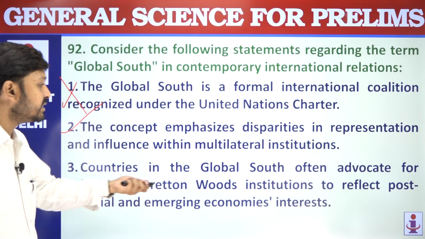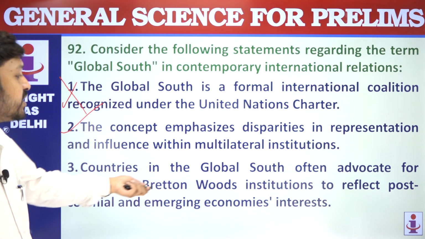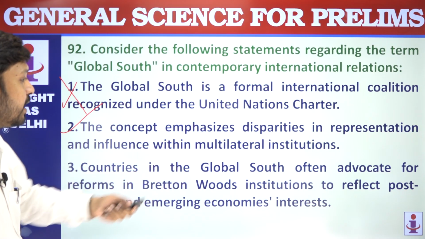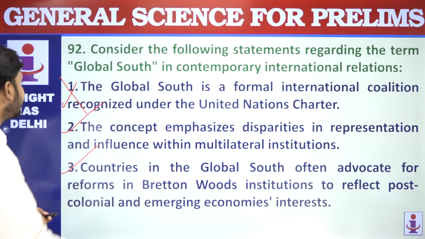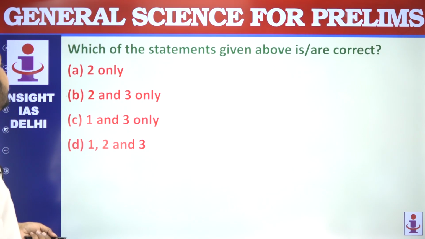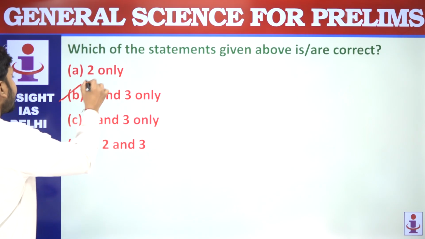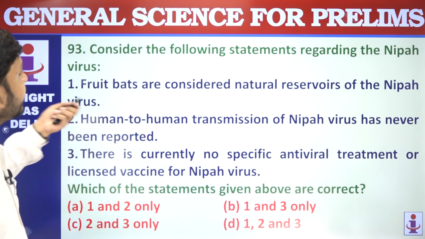Countries in the Global South often advocate reforms in the Bretton Woods institutions, that is the IMF and World Bank, to reflect post-colonial and emerging economies' interests. So this is the right statement. So 1 is wrong, 2 and 3 are correct. So 2 and 3 are correct. This is the answer. Consider the following statement regarding the Nipah virus.